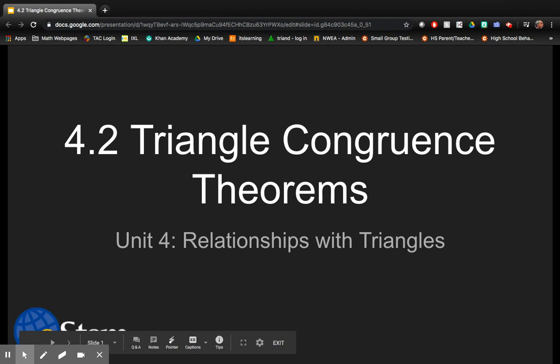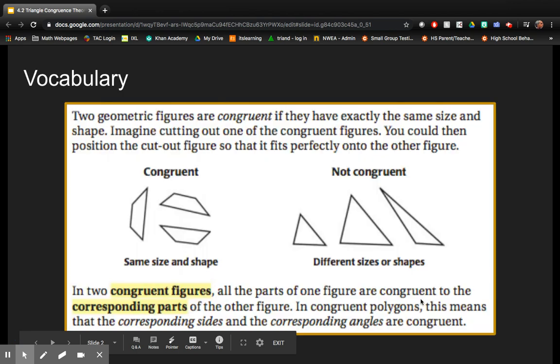4.2 Triangle Congruence Theorems in Unit 4, Relationships with Triangles. The first thing we need to understand is, what does the word congruent mean? Two geometric figures are congruent if they have exactly the same size and shape.